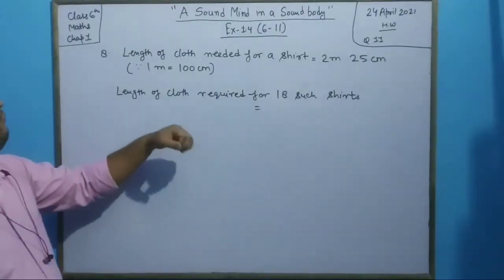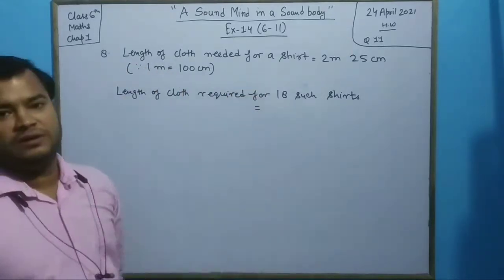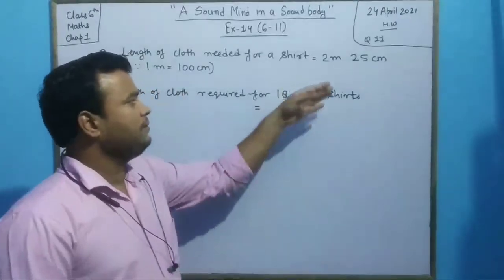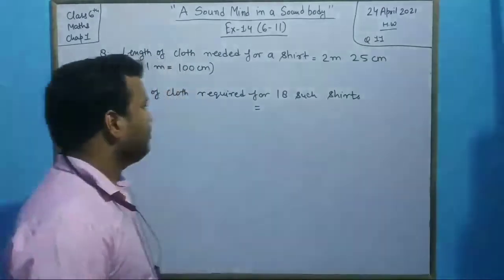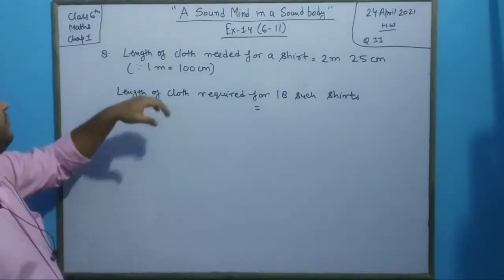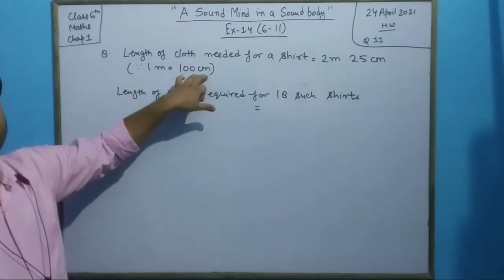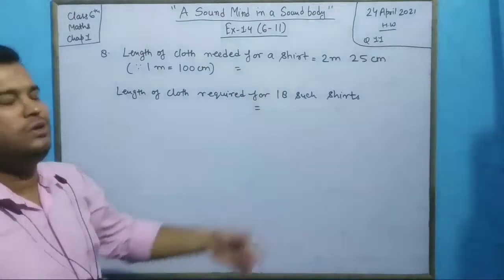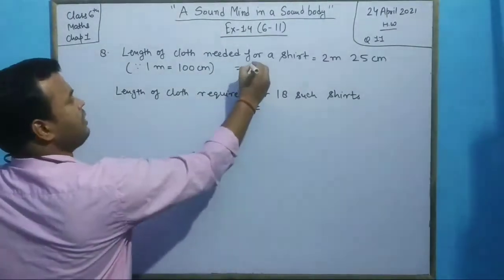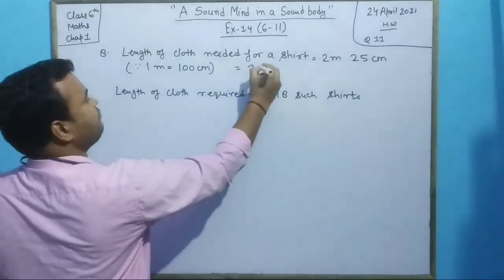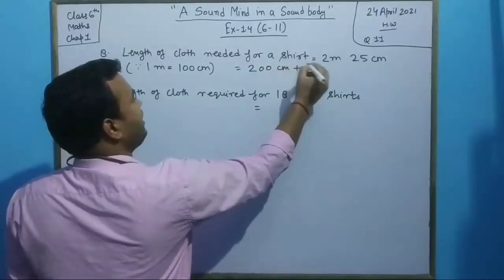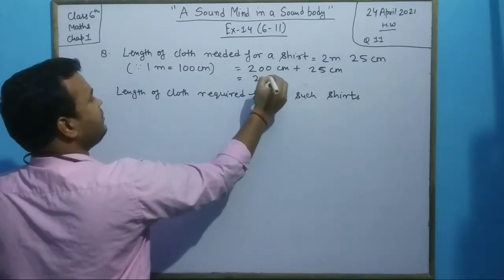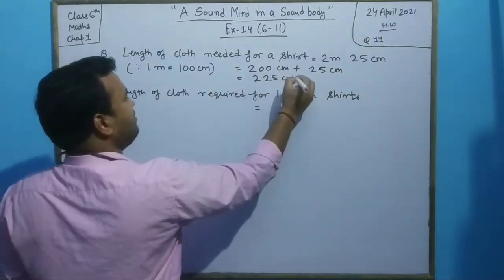In the 8th question, what is that? Length of cloth needed for a shirt. The measurement of cloth needed to make a shirt is given: 2 meter 25 centimeter. As I told you in the 6th question, 1 meter is equal to 100 centimeter. As this measurement is in 2 units, we need to convert it into a single one. So multiply 2 into 100, so it will be 200 centimeter. Again just add 25 centimeter to it because that's already in centimeter, so it will be 225 centimeter.